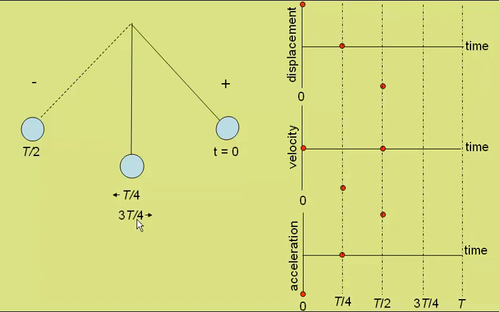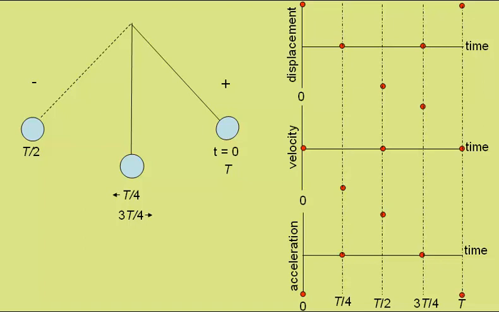Coming across to the centre again at 3/4 the time period, moving to the right, we again have 0 displacement. We have maximum velocity in the positive direction and 0 acceleration. And finally, back here at the end of the time period, we again have maximum positive displacement, 0 velocity, and maximum negative acceleration.